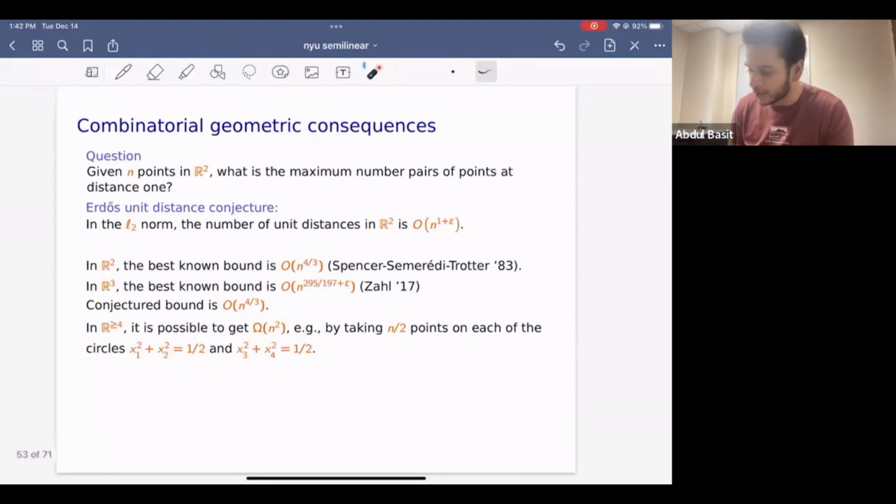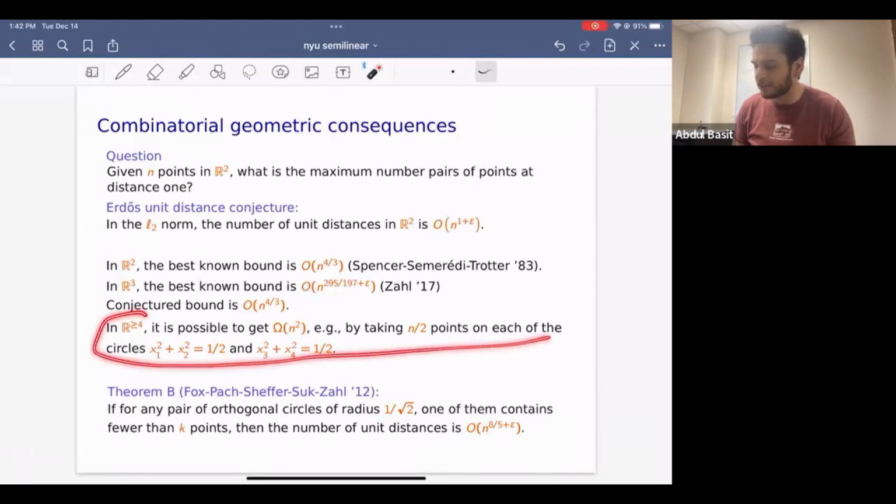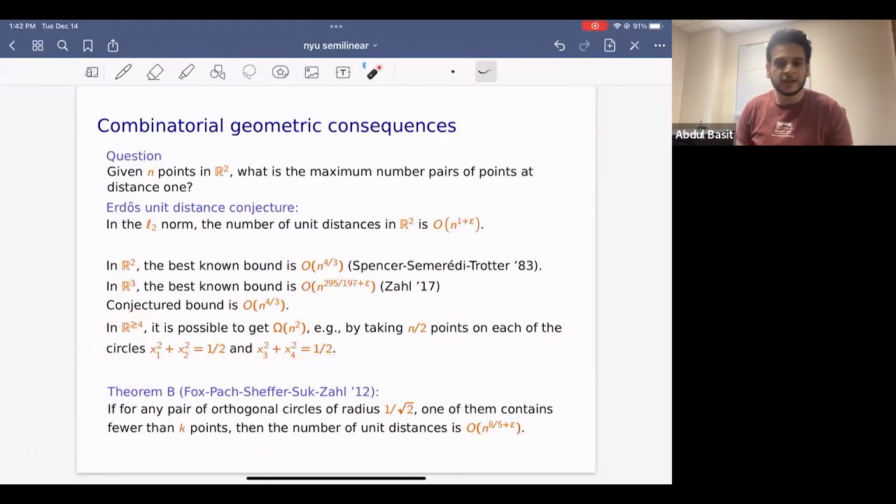And you get n squared unit distances. But there's this result of Fox, Pach, Sheffer, Suk, and Zahl, which says that if any pair of orthogonal circles of some radius contains fewer than k points, so essentially you're far away from this configuration, then the number of unit distances is small. You can't have too many of them.